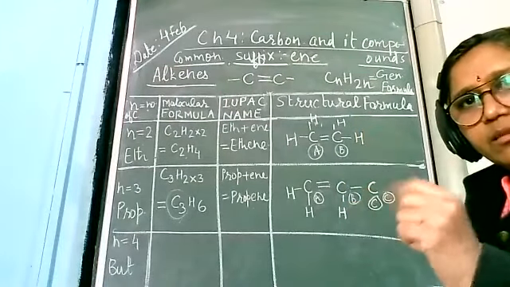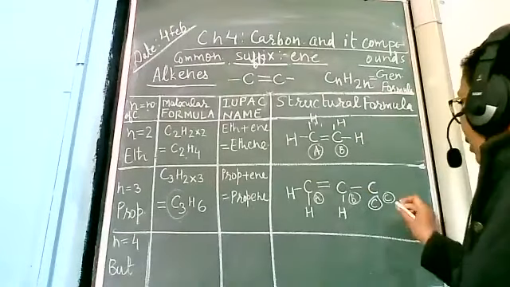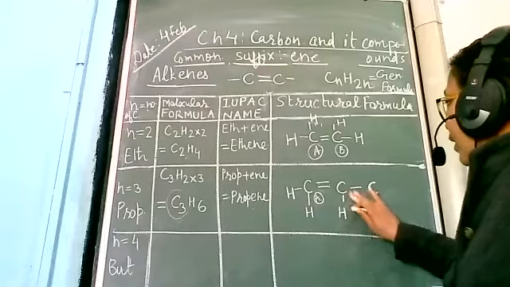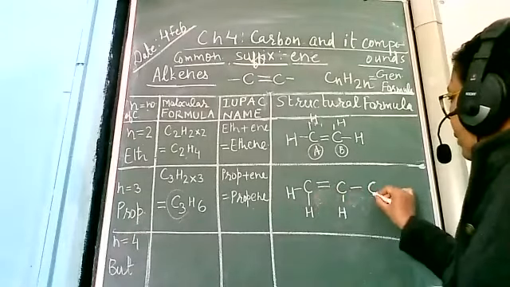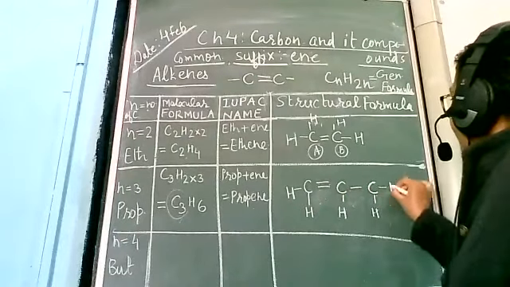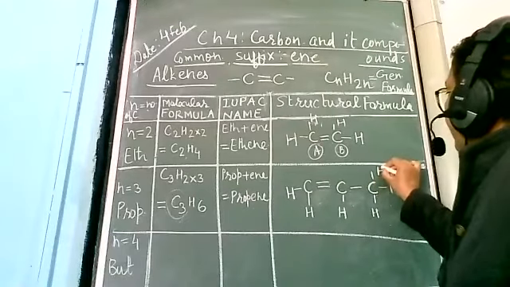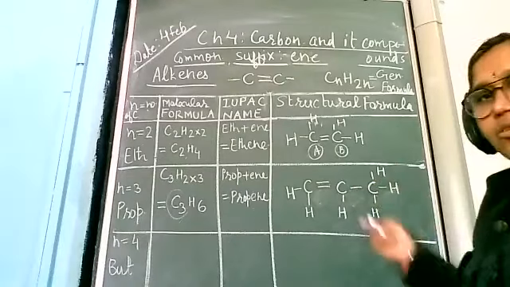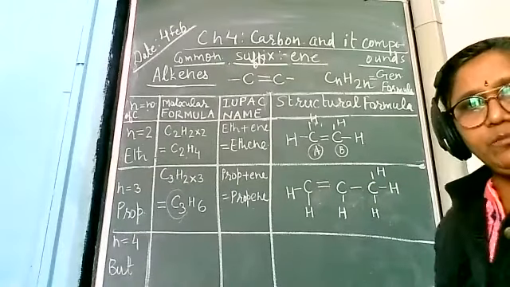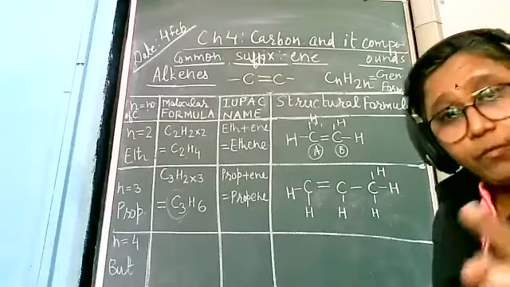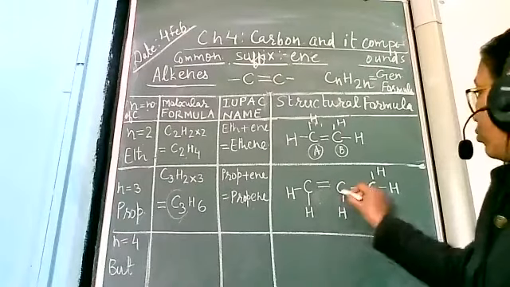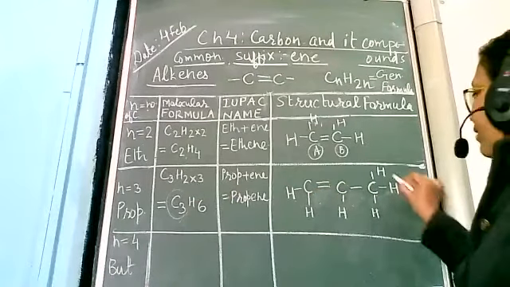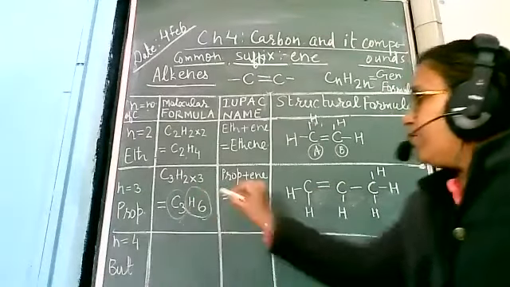Clear to everyone? What about C? How many hydrogen atoms? 3. Why 3? Because one is shared from B with carbon. Because one is shared by carbon and B. Rest all 3 will be shared with hydrogen only. Now we will verify our formula also. So 1, 2, 3, 3 carbon completed. 1, 2, 3, 4, 5, 6, 6 hydrogen. That means we have made it correctly.